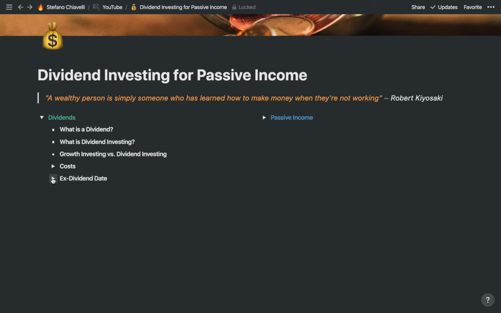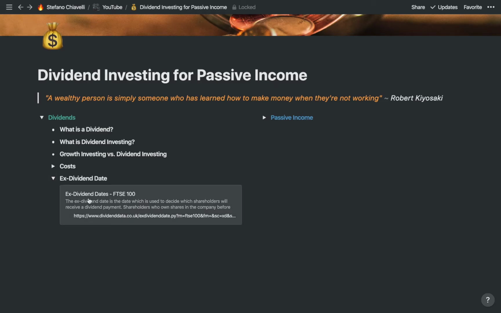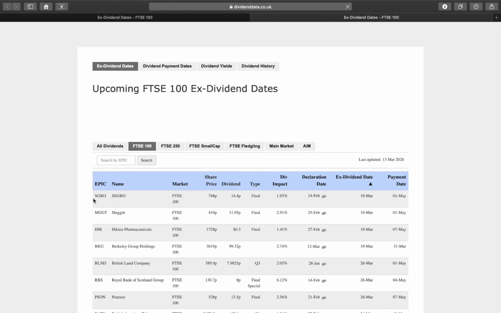So to receive the upcoming dividend, shareholders must have bought the stock before the ex-dividend date. And also very important to note, on the ex-dividend date, stock prices typically decline by the amount of the dividend. So it's totally natural and physiological. Don't worry if you see that happening.